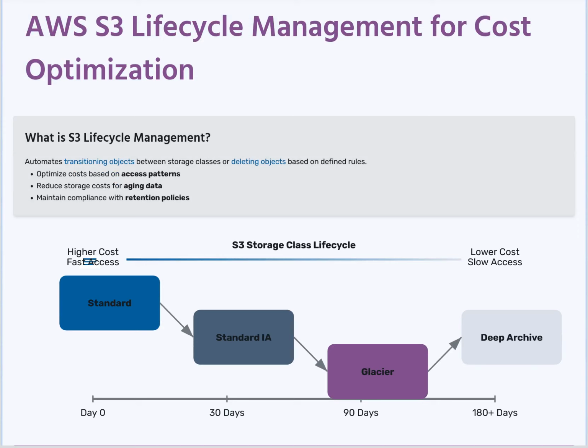So we're going to talk about AWS S3 lifecycle management for cost optimization. How are we going to optimize costing for lifecycle management? What is lifecycle management? It's automated transitioning of objects between storage classes or deleting objects based on defined rules, to optimize cost based on access patterns, reduce the storage cost for aging data, and maintain compliance with retention policies.